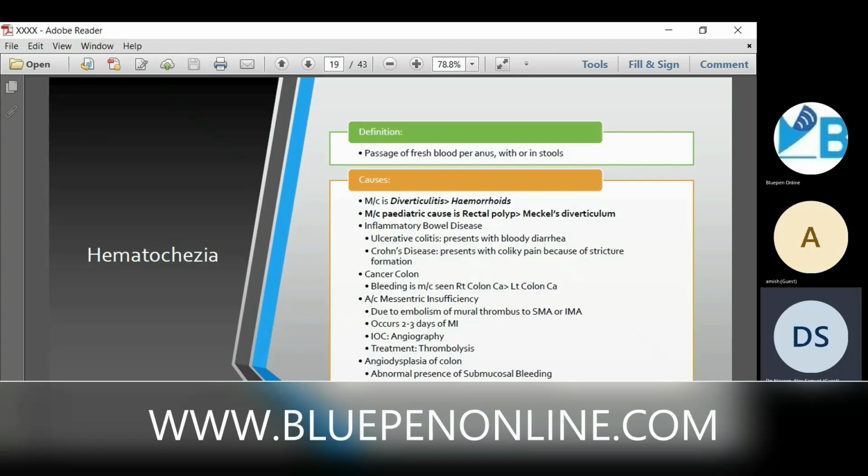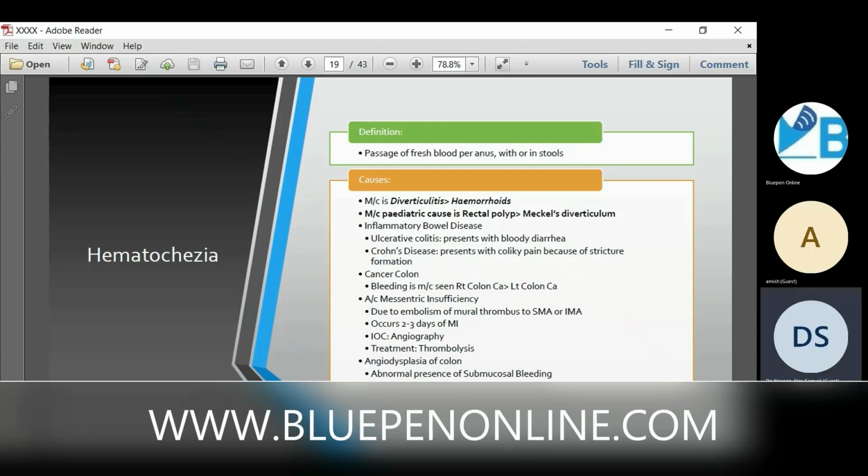How is MI caused? Decreased blood supply to the heart muscle. Why decreased blood supply? Because of a thrombus. This thrombus might dislodge and enter into the superior mesenteric artery or inferior mesenteric artery, causing decreased blood supply to the mesentery. For this mesenteric insufficiency, the investigation of choice is angiography, and the treatment is the same as for heart MI. The treatment is thrombolysis.